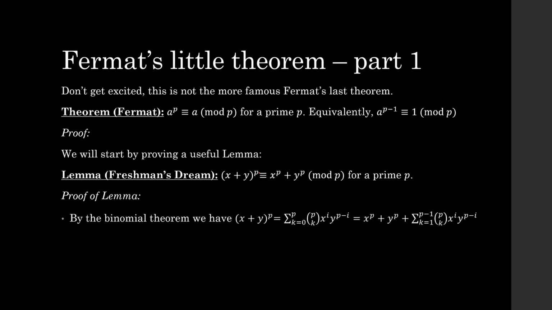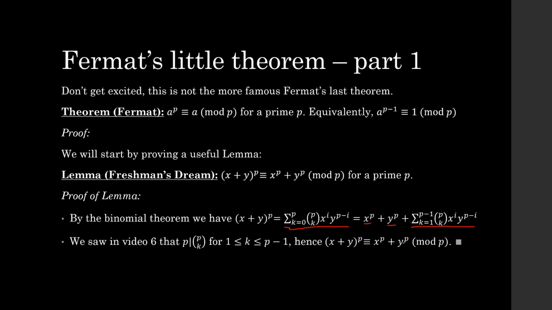So if we look at the proof of the lemma, by the binomial theorem, we take x plus y to the p, and that's going to be the sum from k equals 0 to p of p choose k times x to the k times y to the p minus k. If you don't remember this formula or you're unfamiliar with it, maybe look back at video 5. And so if I expand this out, I can remove the index where k equals 0 and the index where k equals p, and that's going to give me x to the p and y to the p. And then I'm left with a sum indexing from k equals 1 to p minus 1, okay?